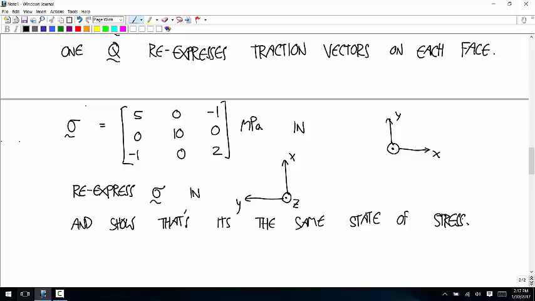So what I'm going to do is start by drawing the stress cube in the original coordinate system. Then I'm going to re-express the stress tensor in the new coordinate system using a rotation matrix. And then I'm going to draw the new stress cube. And even though the faces are lined up in different directions, we're going to get the same cube. If it said before that we have 5 megapascals going this way, now that direction is represented by a new axis, but we're still going to see that it's going that way.